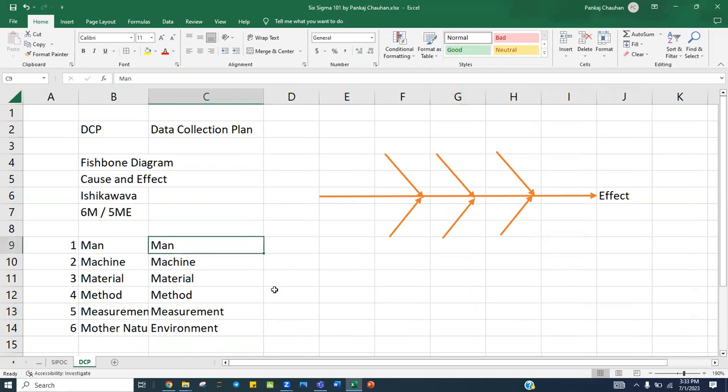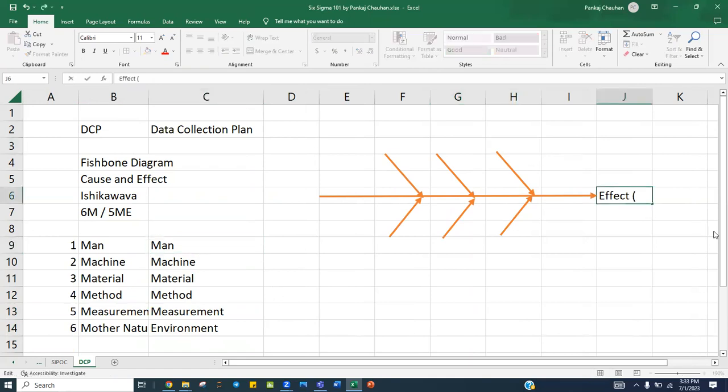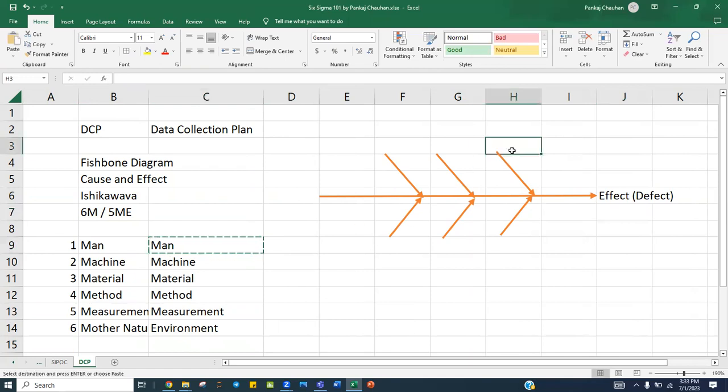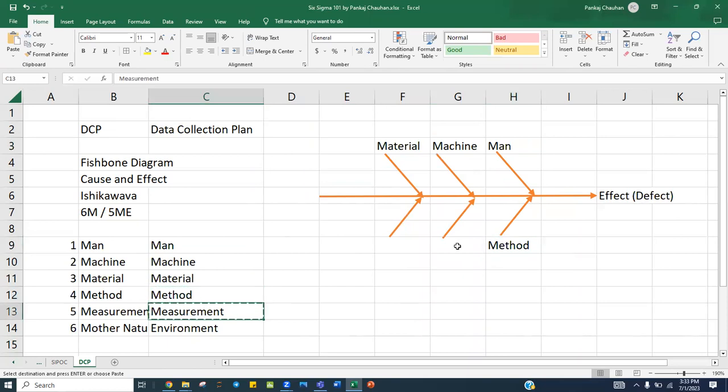So any process which results in an output effect, suppose any defect is the effect of the process, what are the possible causes? Through brainstorming we identify: it may be because of the operator, because of the machine, because of the material, maybe because of the method we are using, maybe because of how we are collecting the data, or the environment may be a reason.